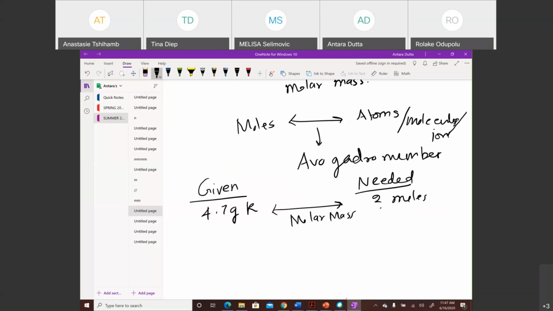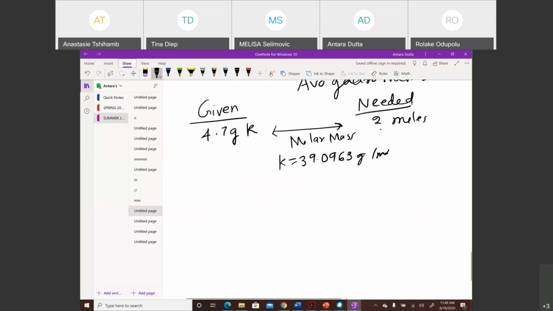We just need to look up the periodic table and find the molar mass. So potassium's molar mass is 39.0963 grams per mole. I will always write 4.7 grams first. Then since I have to go to moles, I'm going to write 1 mole on the top. That is my target. And the grams on the bottom, which is 39.0963.